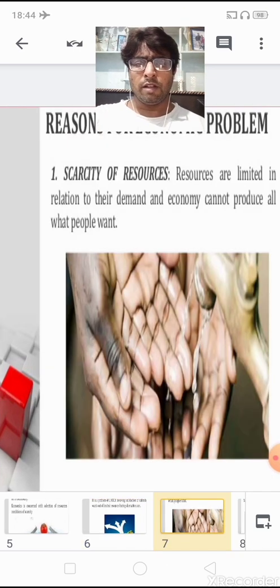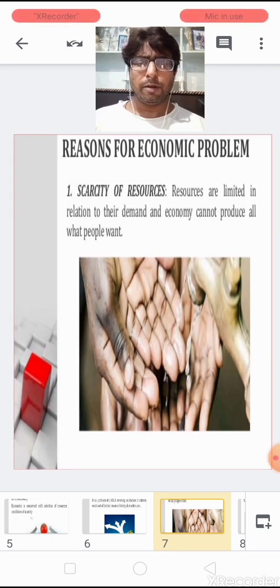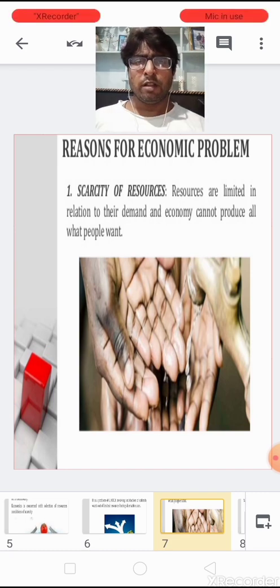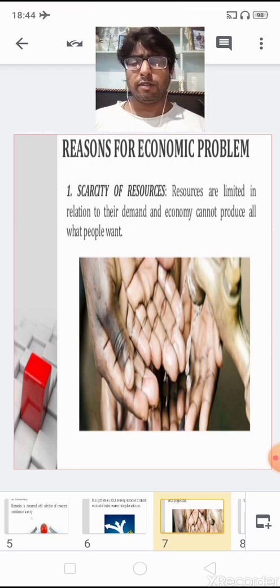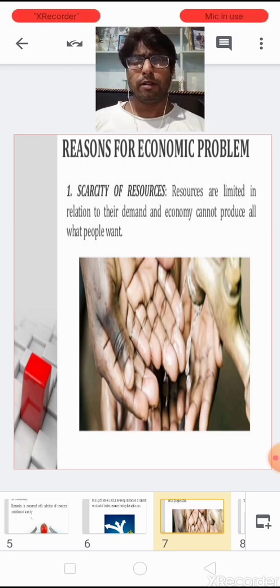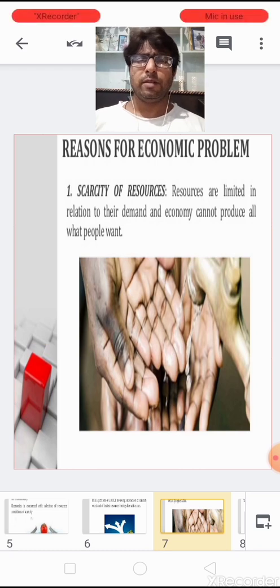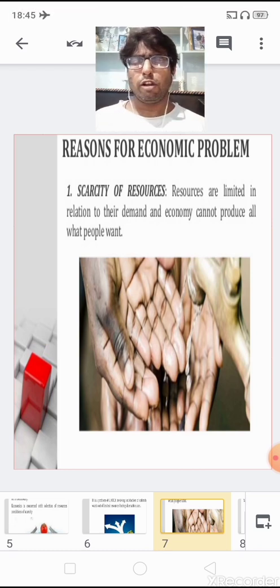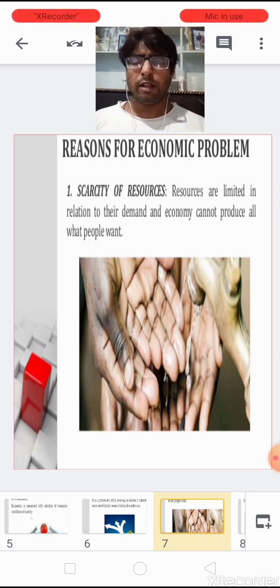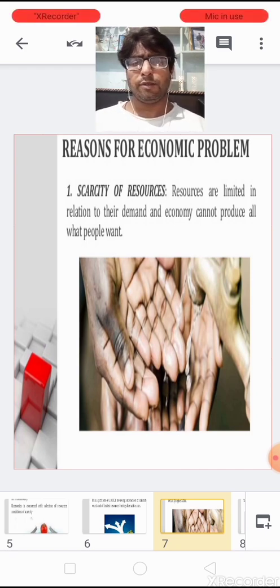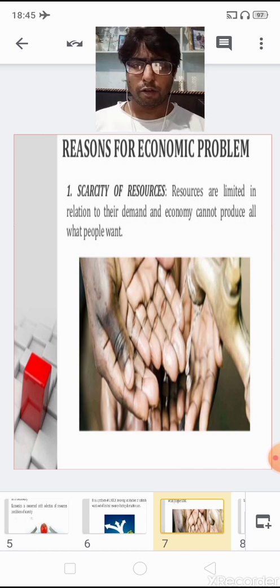Now, children, what are the reasons behind the economic problem? The first one is scarcity of resources. Children, resources are limited in relation to their demand, and the economy cannot produce all that people want. Children, what are the resources? Resources are land, labor, capital, and entrepreneur. Resources are limited in relation to their demand, and the economy cannot produce everything that the people want. So it is the basic reason for the existence of the economic problem in all economies.